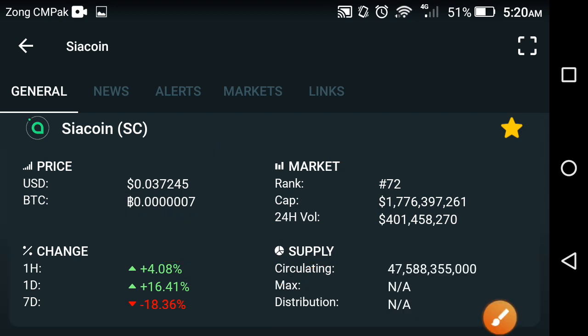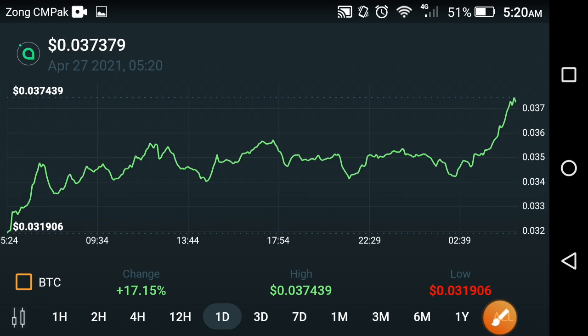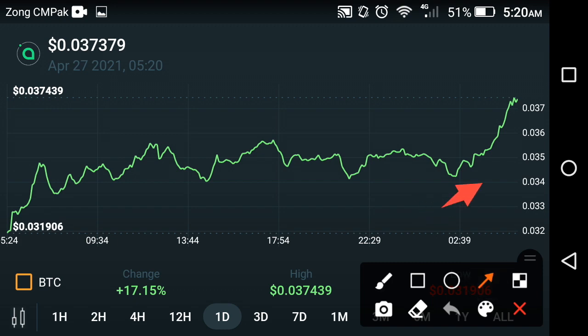Now let's see the price prediction chart of SiaCoin for the last 1 day, friends. Oh my gosh, here is good news for all of you. As you can see here, in the last 1 hour it took a high jump. Oh my god, congratulations to all SiaCoin holders, friends.